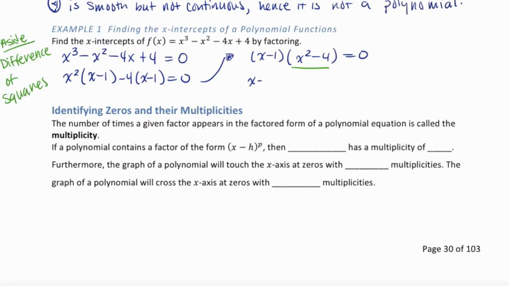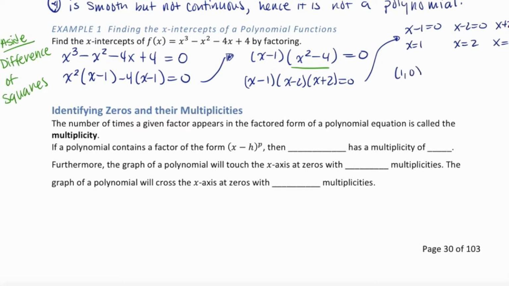So let's continue. We're left with x minus 1 times x minus 2 times x plus 2 equals 0. So I have x minus 1 equals 0, x minus 2 equals 0, and x plus 2 equals 0. This first equation gives me the solution of x equals 1. Then I have x equals 2 and x equals negative 2. So my x-intercepts are (1, 0), (2, 0), and (-2, 0).